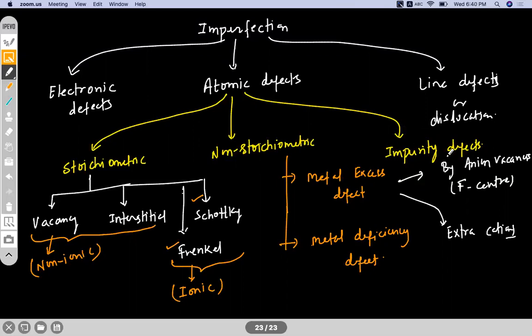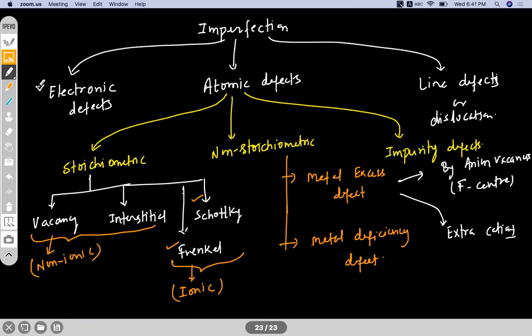Impurity defects are the same thing. Suppose we have a group 14 element; you must have done p-type and n-type semiconductors. Suppose you mix group 15 elements into group 14. Group 15 plus group 14 gives more electrons, so we have an n-type semiconductor. That is impurity defects. In group 14, if you add group 13, that is a p-type semiconductor. So this kind of thing we have under impurity defects. So in imperfection, we have these 3 types.